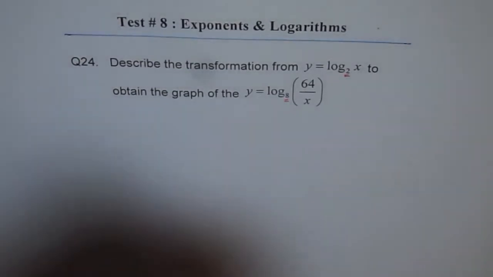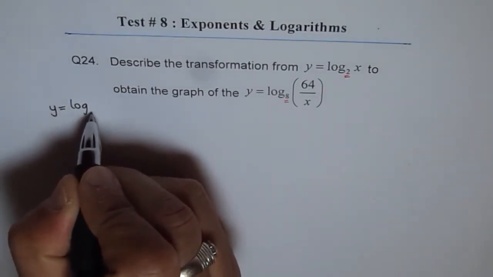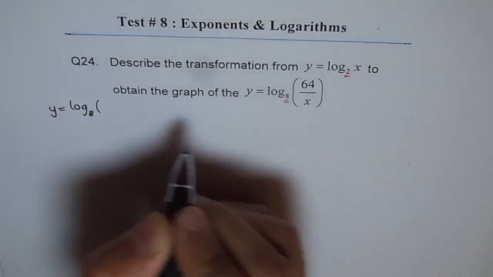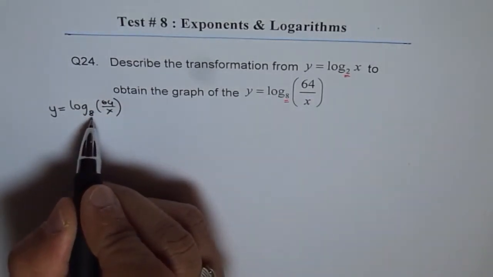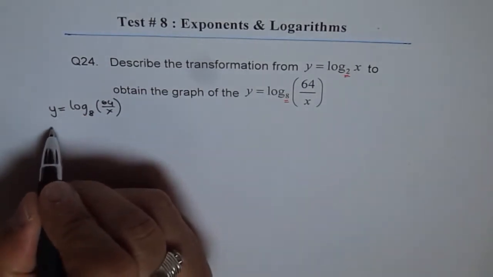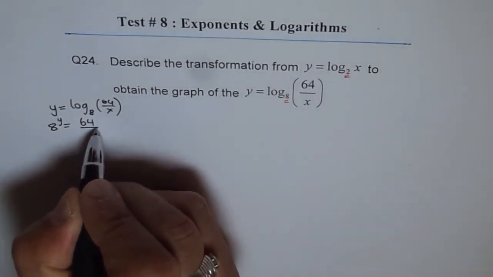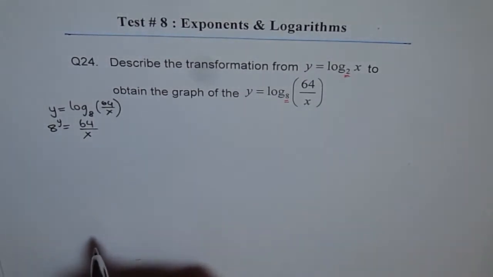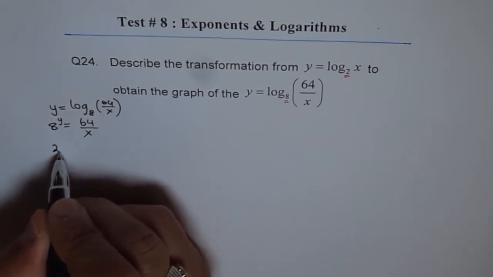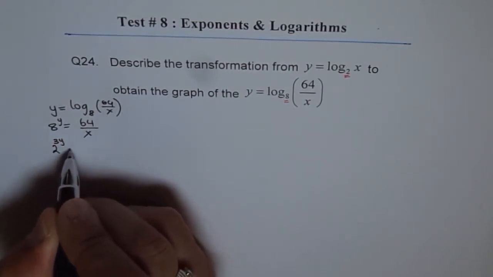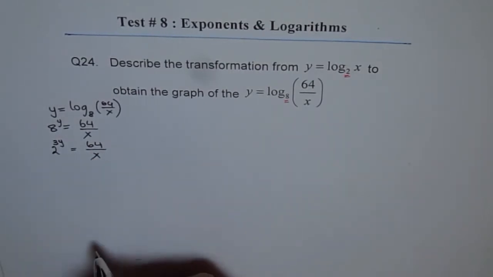So we can write this function as y equals log base 8 of 64 over x, correct? From here we can write the exponential form. So we get 8 to the power of y equals 64 over x, correct? Now 8 can be written as 2 to the power of 3. So this is 2 to the power of 3y equals 64 over x, correct?